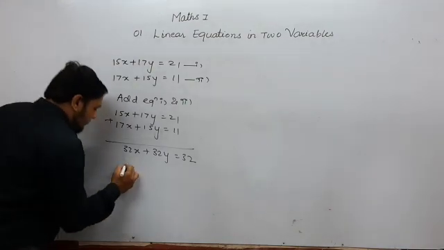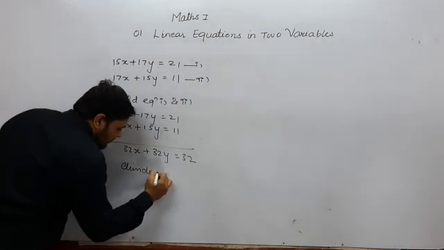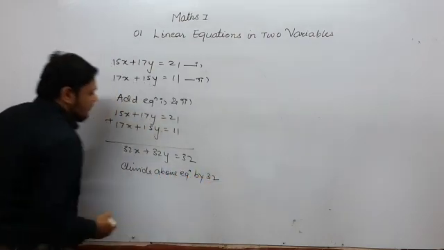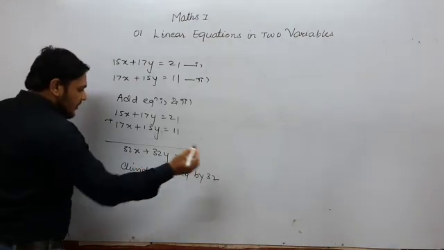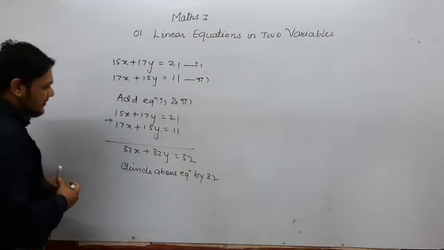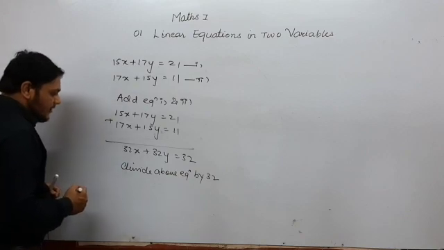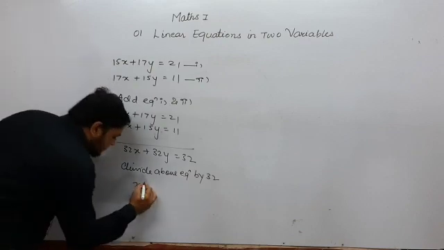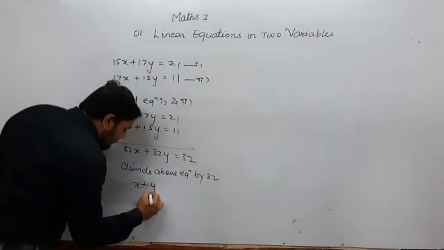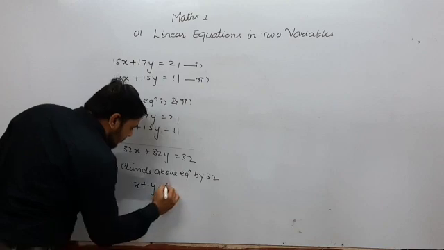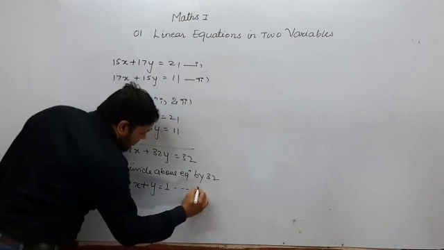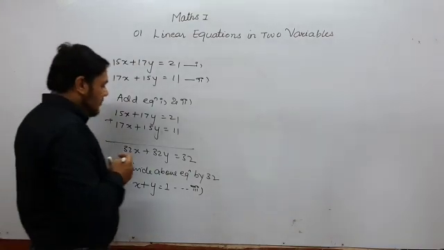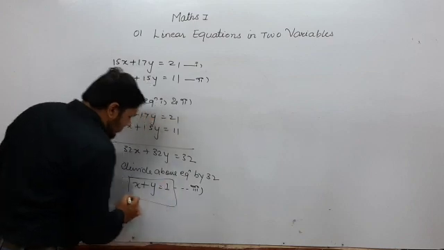Student, divide the above equation by 32. Why am I dividing it by 32? Because 32 is common to every term. Yes, that is why I am dividing it by 32. Now 32x divided by 32 becomes x, plus 32y divided by 32 becomes y, and 32 divided by 32 becomes 1. Let this equation be equation third. Student, now we got this simple equation, x plus y equal to 1.